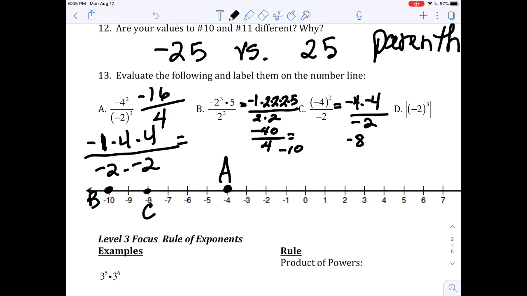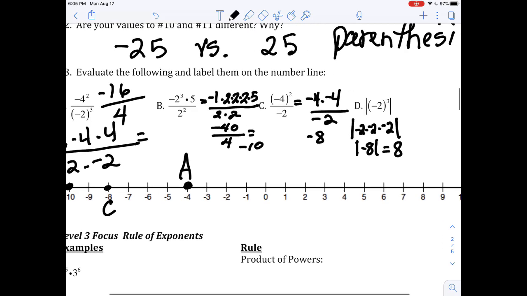And then D, there might be some notation there that you are not familiar with or you don't remember, and those bars indicate absolute value. So inside, that's going to be -2 times -2 times -2. So we're using -2 as a base 3 times. That's going to give me the absolute value of -8. Absolute value means that you take the opposite of -8, or you make the answer positive, and then that's going to be 8. So over here at 8, we're going to put D.